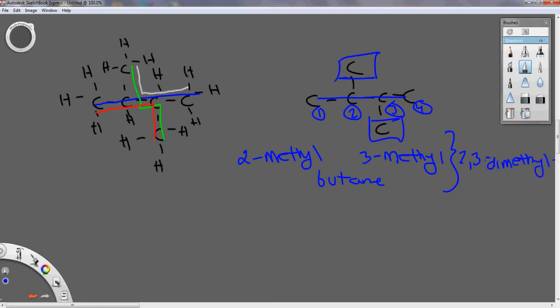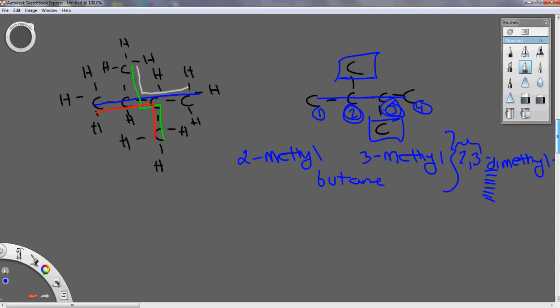So when you have more than one methyl group in your compound, you will call it dimethyl, meaning 2. Hopefully you guys know your prefixes. And when there is more than one, you just put all the carbons they're branching off of together, separated by commas. In this case, it was the carbon number 2 and carbon number 3.